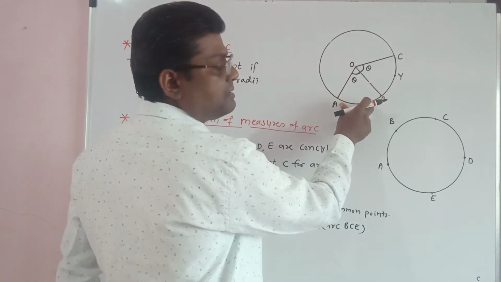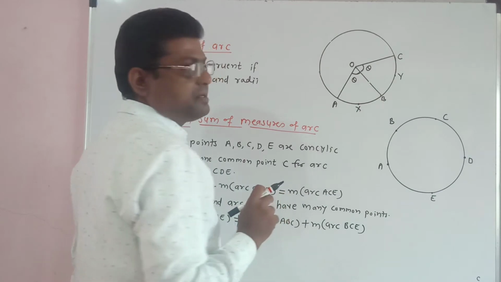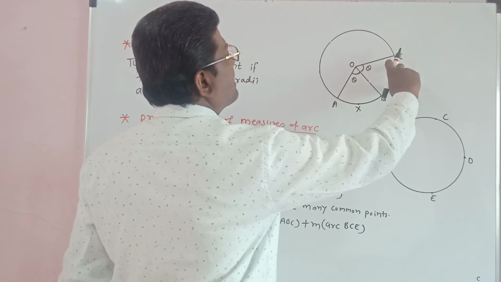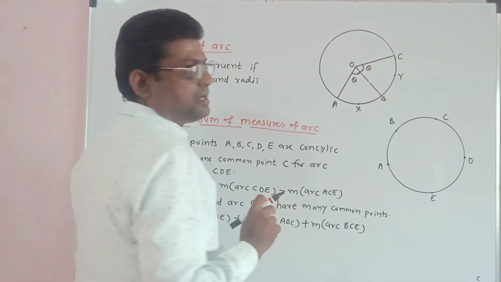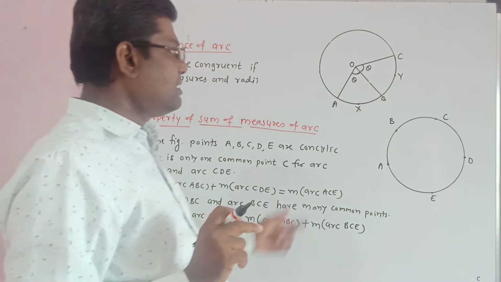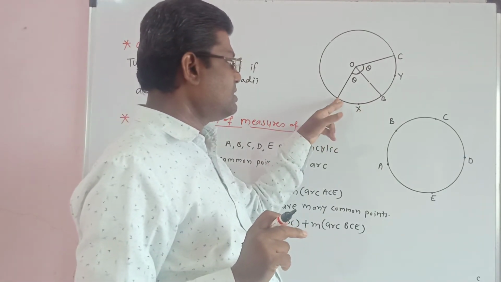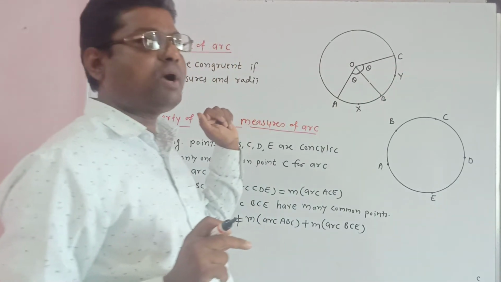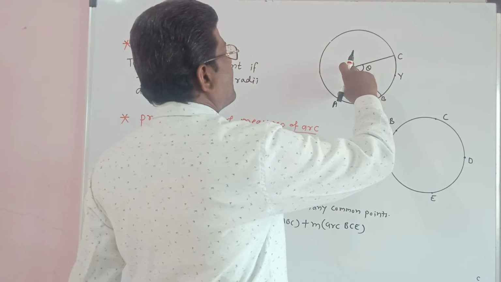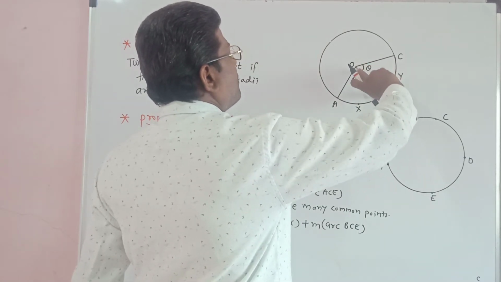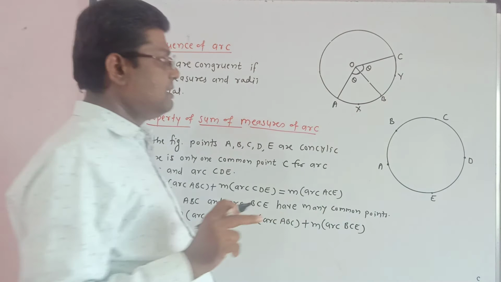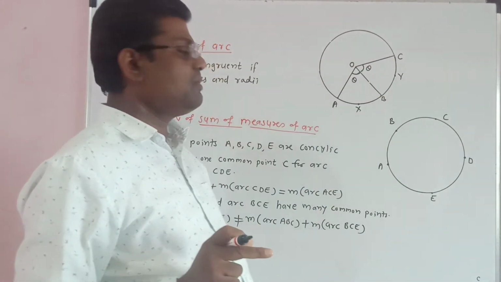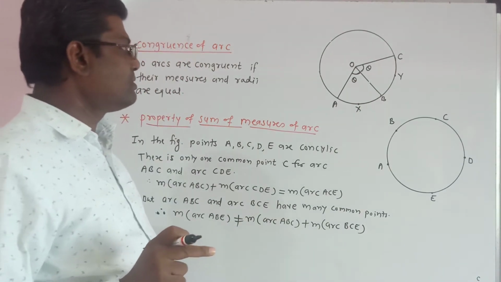So the angle made by this arc with the center, that is the central angle, is theta, and for this arc the central angle is also theta. The measure of the central angle is equal to the measure of the arc. So the measure of arc AXB is equal to the measure of arc BYC, and their radii OA is equal to OB and OB is equal to OC. Then these two arcs, arc AXB and arc BYC, are said to be congruent.